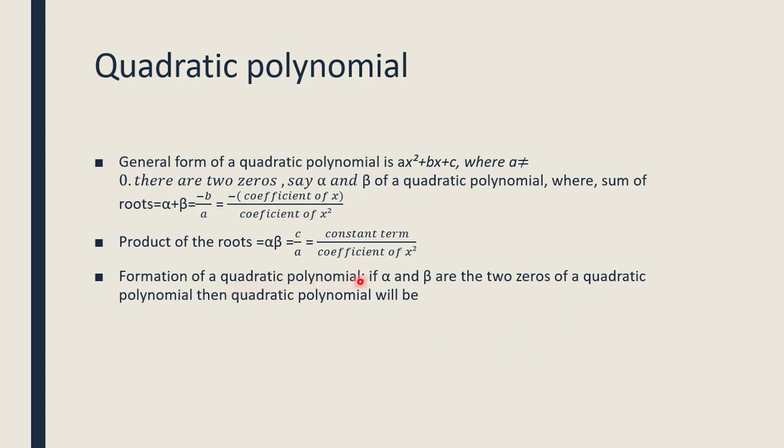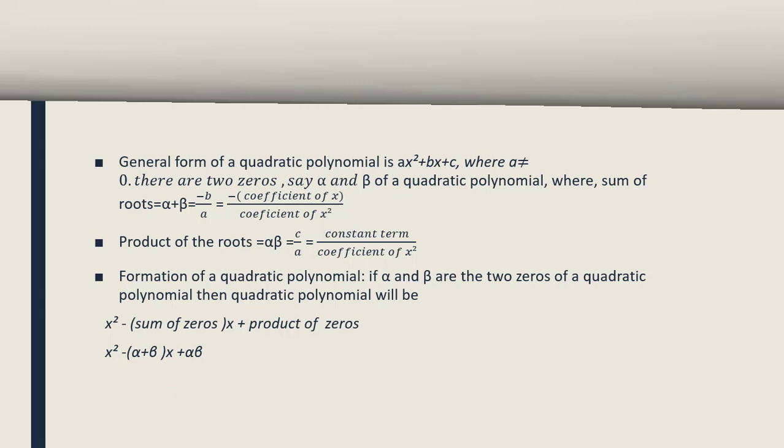Formation of a quadratic polynomial. If alpha and beta are the two zeros of a quadratic polynomial, then the quadratic polynomial will be x^2 - (sum of zeros)x + product of zeros. That is, x^2 - (alpha + beta)x + alpha × beta.